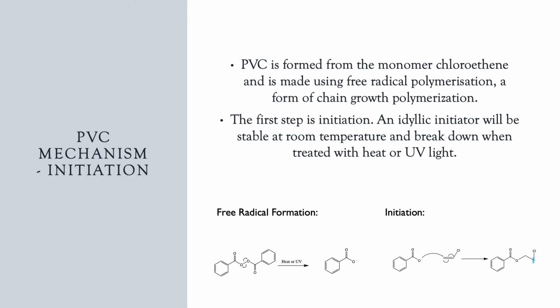PVC is formed from the monomer chloroethene and is made using free radical polymerization. The first step is initiation. An ideal initiator will be stable at room temperature and break down when treated with heat or UV light. The initiator for the PVC mechanism is formed from the breakdown of the oxygen-oxygen bond in benzoyl peroxide under heat or UV radiation to form a free radical. This free radical then attacks the alkene bond in chloroethene to form a free radical that is on the carbon highlighted on the diagram.